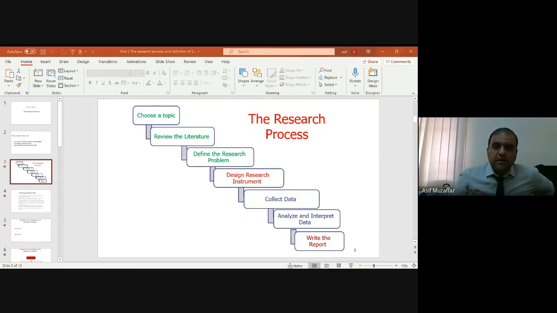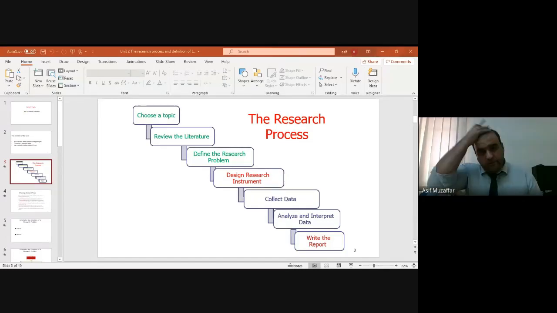How can I review the literature? Literature means finding the research papers or the research related to that topic. So I must determine whether it is a new topic or some researchers have worked on it before. How can I determine it? I can determine it by reviewing the literature. Okay, so review the literature.